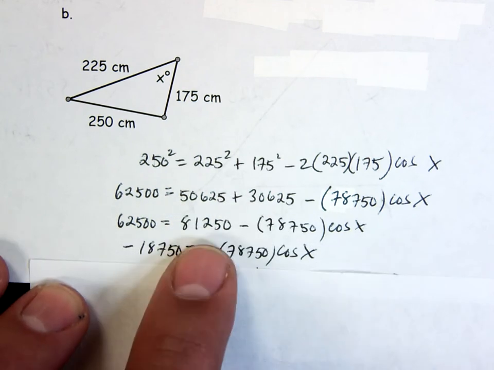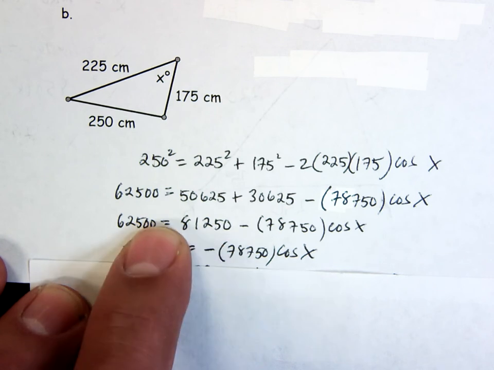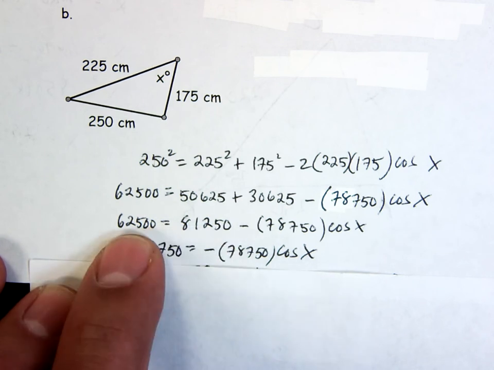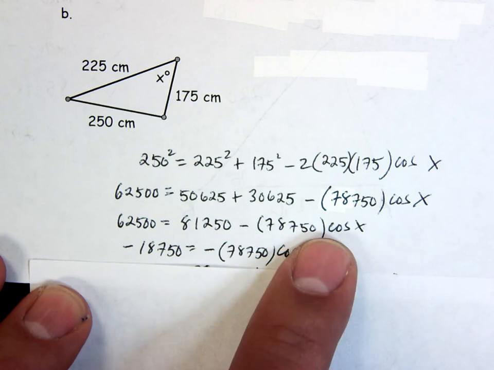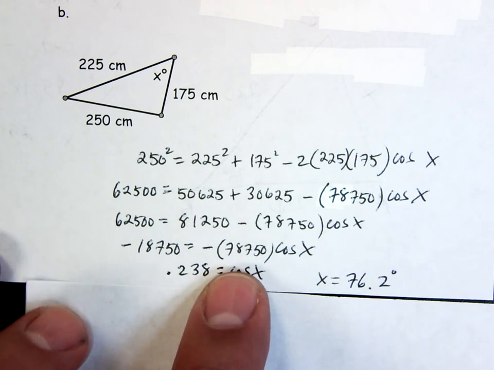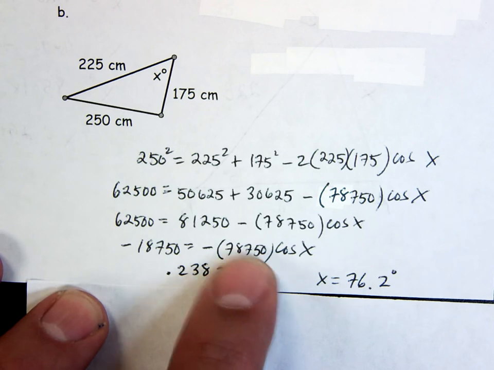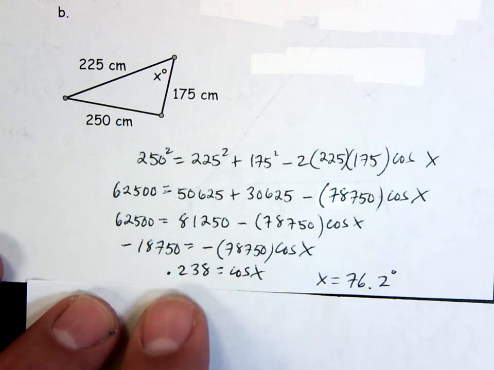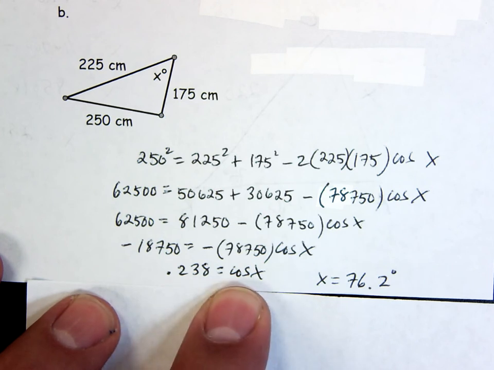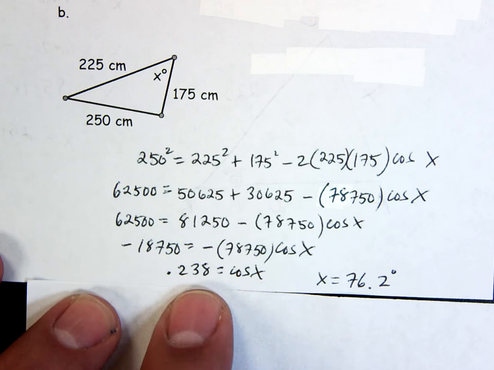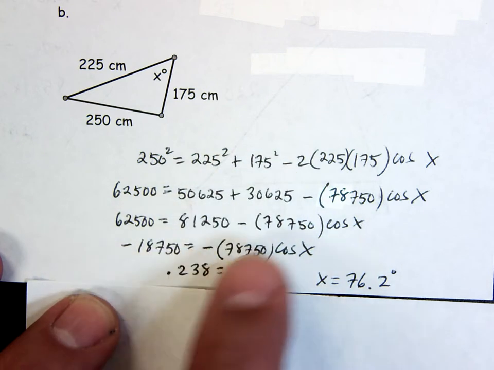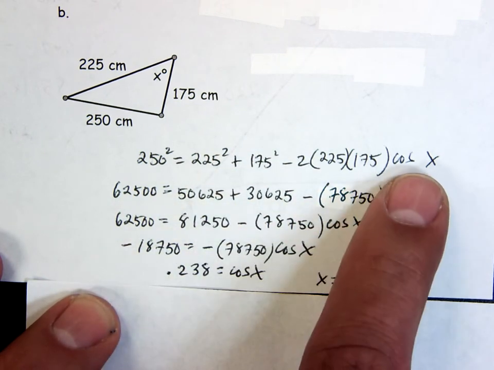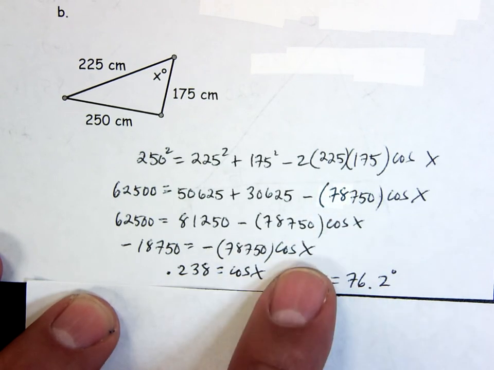Then I just subtracted 81,250 from both sides. I subtracted it from here, subtracted it from there, which gives me negative 18,750 on this side, and I'm left with this piece. Divide both sides by negative 78,750 to get this cosine by itself, and it gives me 0.238 equals cosine x. I get the inverse cosine of 0.238. It gives me my angle of 76.2. So as bad as this looks, the majority of this is just algebra 1. This cosine x is like an a or a b, and we're just trying to get it by itself. We're just taking little bitty algebra steps along the way to try to get this cosine x by itself.